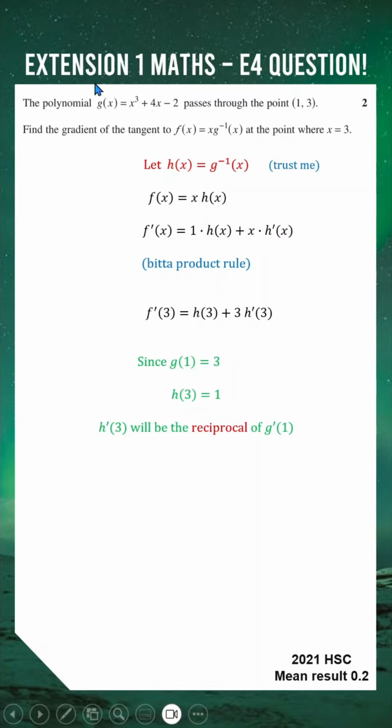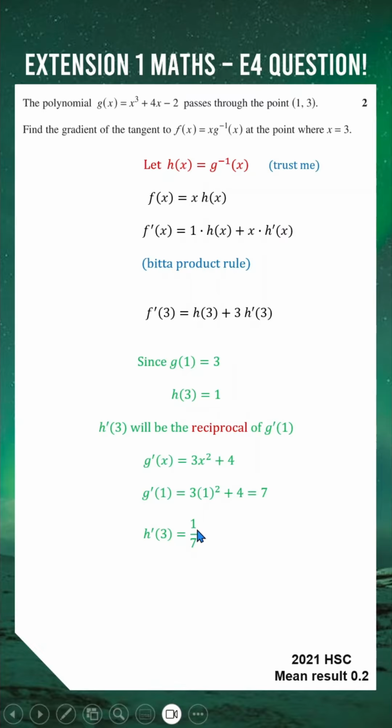So let's differentiate the original function, g of x, to get g dash x. That becomes 3x squared plus 4. And so now we're going to find g dash of 1 by subbing in x equals 1. If we sub in x equals 1, we get 3 times 1 squared plus 4, which is 7. So that tells me that the derivative of the inverse at the inverse point, which is (3, 1), is going to be the reciprocal of 7. So h dash 3 is going to be 1/7, and it's that easy, okay?